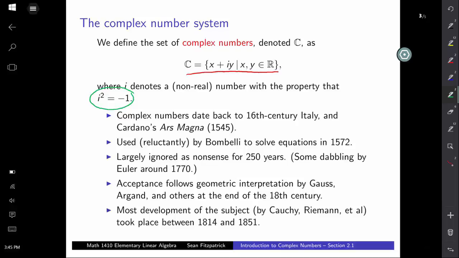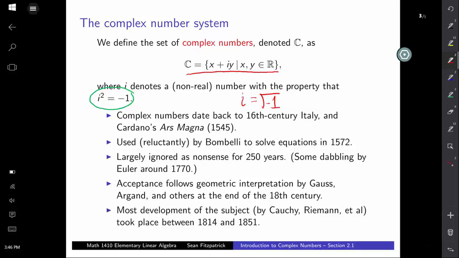Now we know that i cannot possibly be a real number. In the real number system, whenever you square a real number, it always comes out bigger than or equal to 0. It's impossible to square a real number and get something like -1, which is negative. So this is an entirely new number, if you like. One way to think about it is to say that i is the square root of -1, the positive square root of -1, if you like.